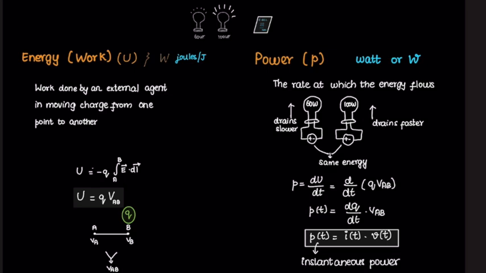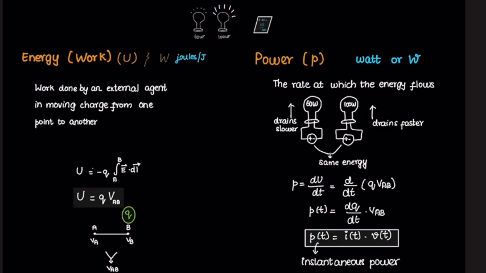We have already discussed energy. Energy is nothing but the amount of work that is done. Work done by an external agent in moving a charge from one point to another is what we call the work. Basically, we define potential as the amount of work done per unit charge, whereas energy is the actual work being done. The symbol for energy is U, or sometimes W, but U is the standard symbol.